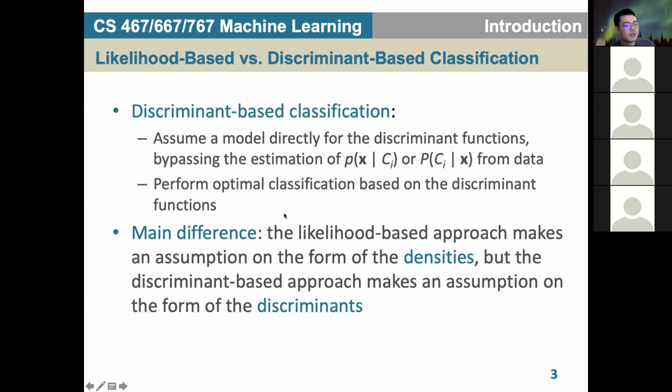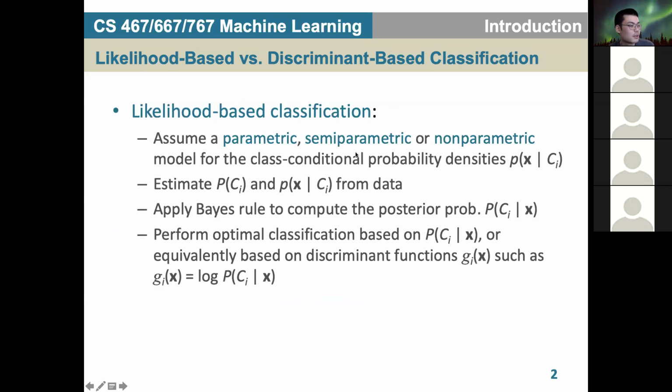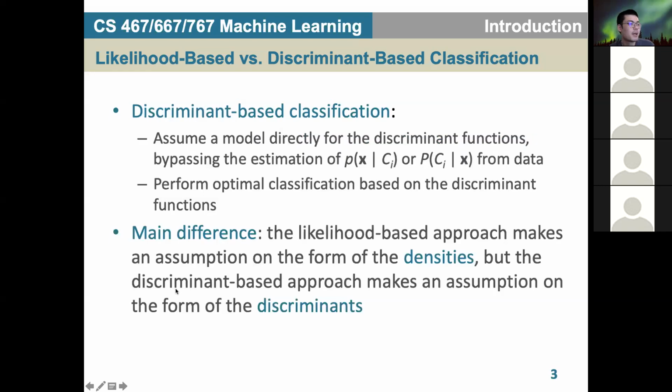So what's the main difference between the likelihood-based classification and the discriminant-based classification? As a summary, the main difference is that the likelihood approach is based on probability densities: how likely you will generate x when you belong to class 1. But the discriminant-based approach has no such assumption. It directly assumes the shape of g_i. So we bypass all those Bayes rules, etc. There's no Bayes rule, basically. Any questions?